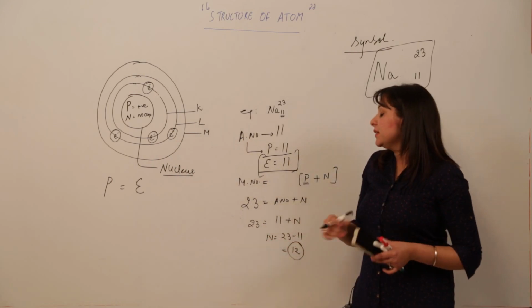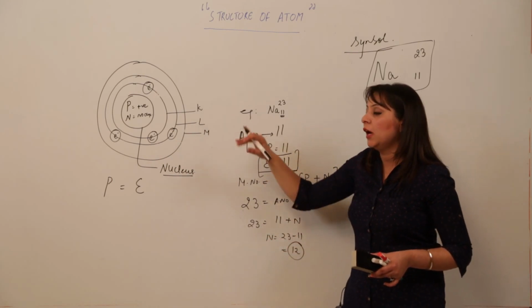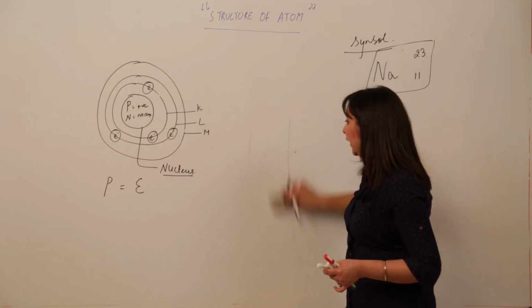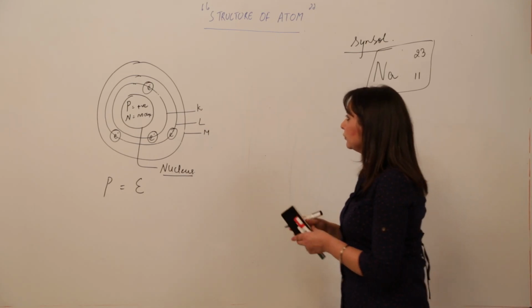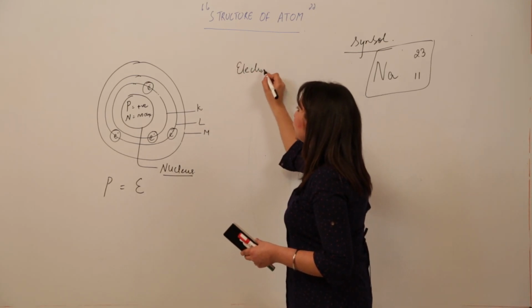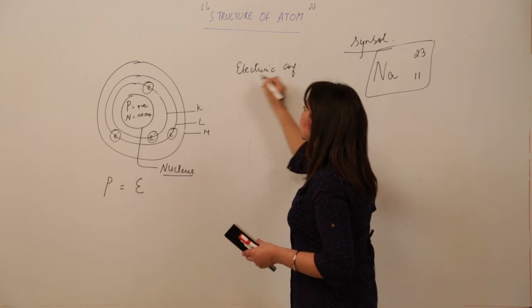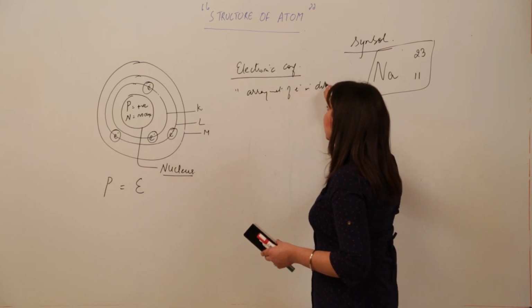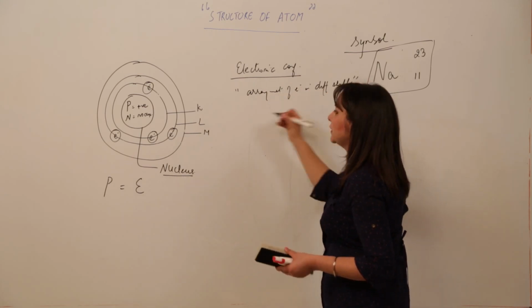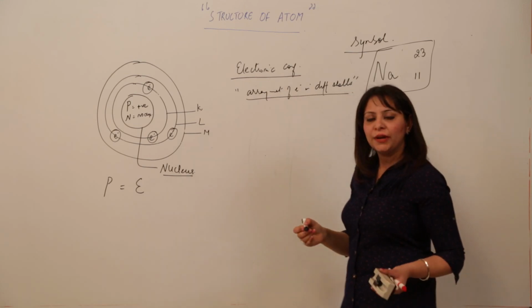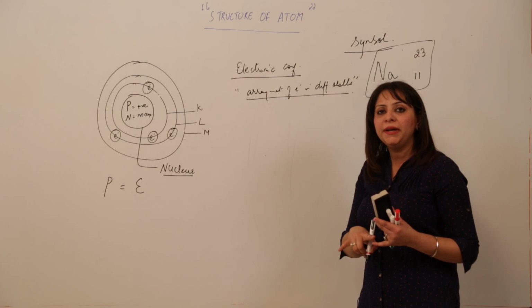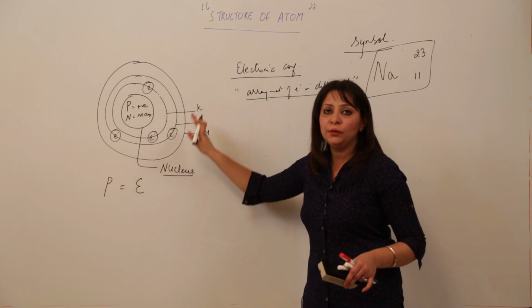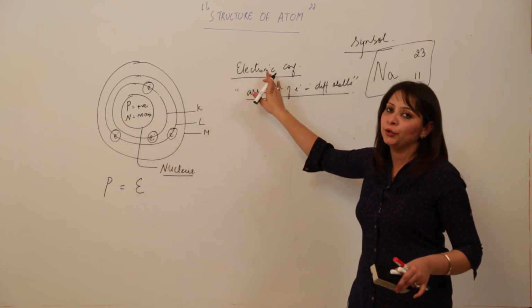So the question is: how are electrons arranged around the atom? This information we get from electronic configuration. So what is electronic configuration? Electronic configuration is the arrangement of electrons in different shells, or we can say orbits, or energy levels, any term we can use. Keep in mind, shell, orbit, energy level is one and the same thing. So how the electrons are arranged around an atom is given by electronic configuration.